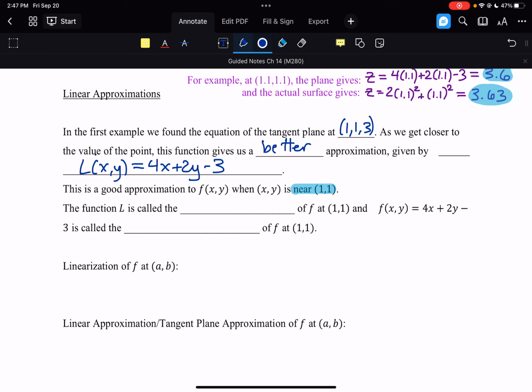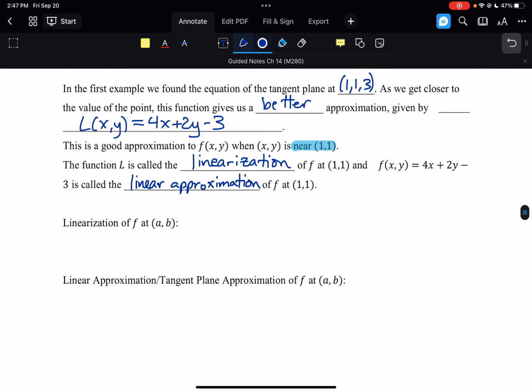Now the function L, why we relabel this as L of x y, L is called the linearization of f at the point 1, 1. And 4x plus 2y minus 3 is called the linear approximation of f at the point 1, 1. So it looks like kind of a semantic difference where you have this and this. They look like they're just the same thing.